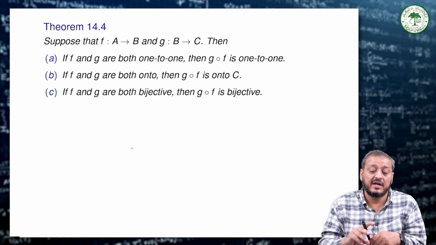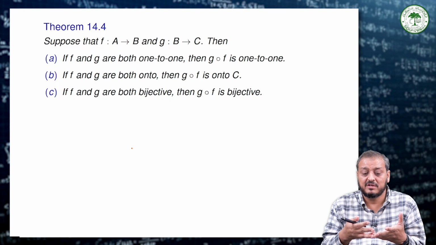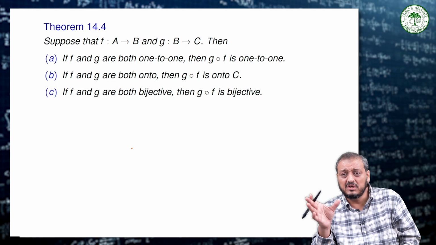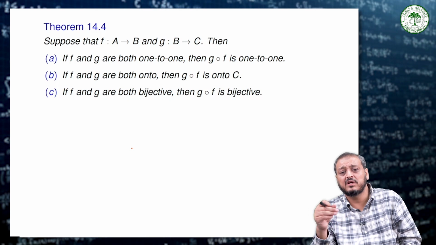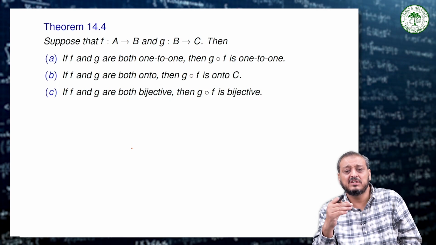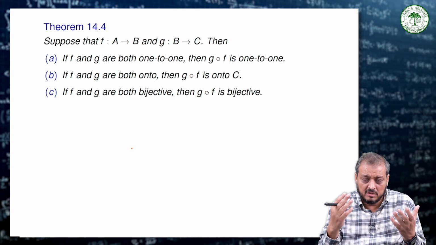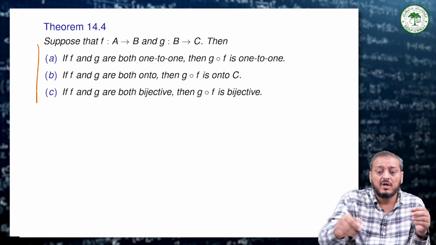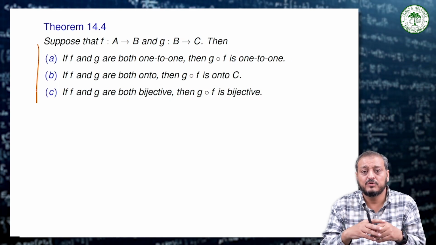The third part says that if f and g are both bijective, then g∘f is bijective. This is very trivial. If both are 1-1, then the composition is 1-1. If both are onto, then the composition is onto, and if both hold, then f and g are both bijective, so the composition of two bijective functions is again bijective. We use this theorem for proving that our Sx is a group under the composition of functions.